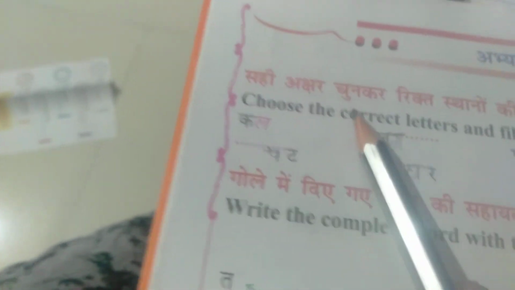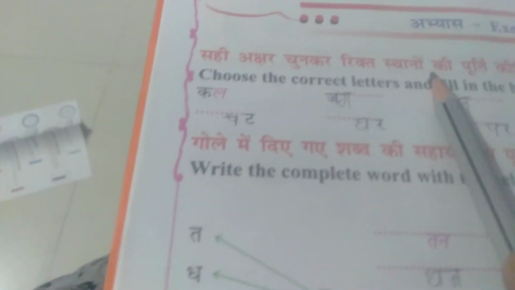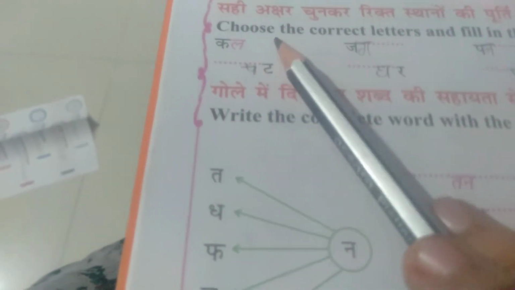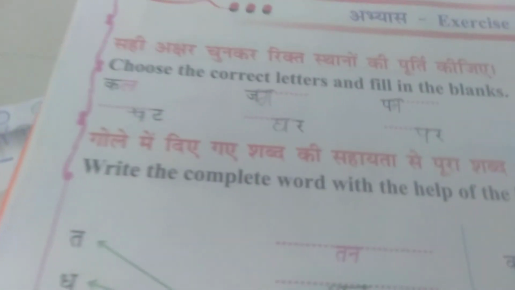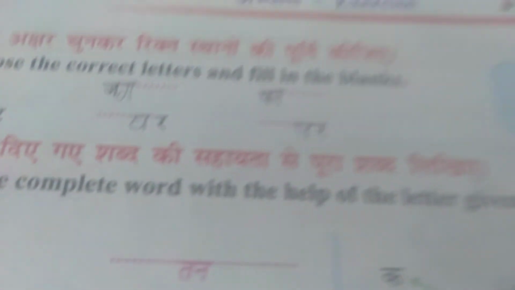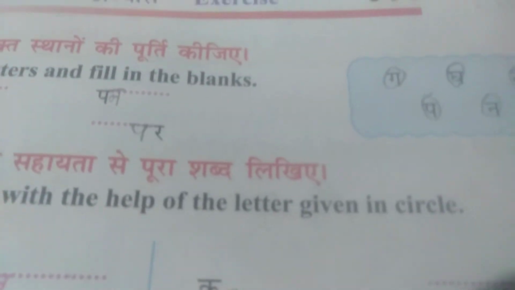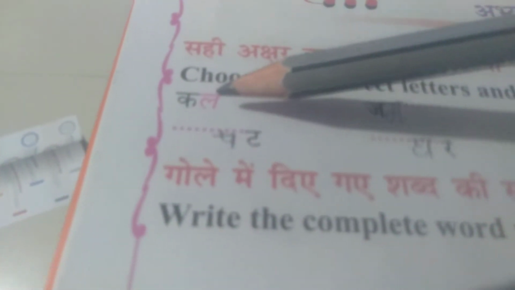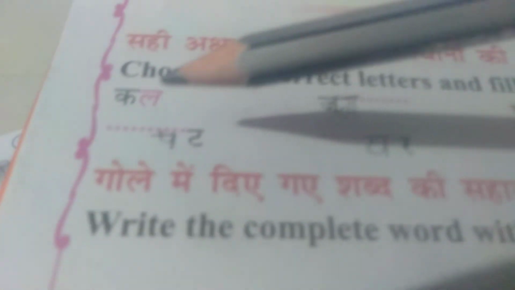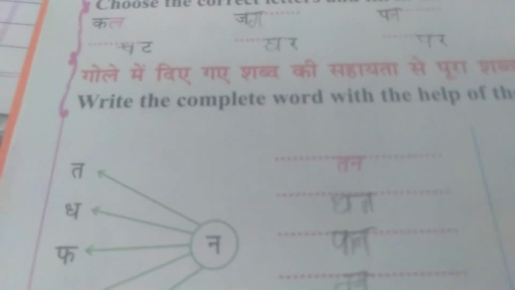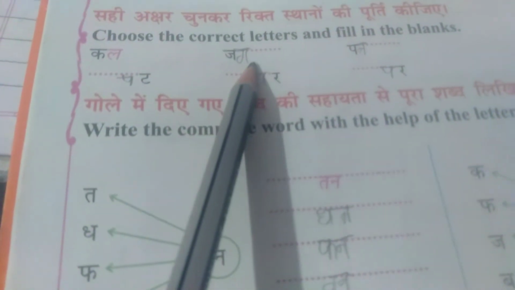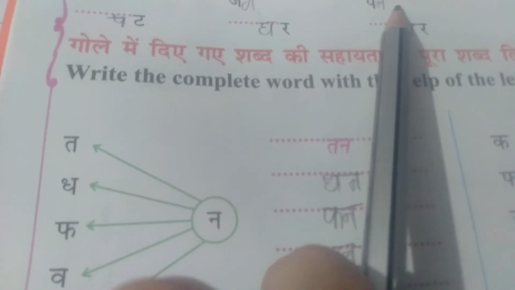Sahi akshar chunkar rikt sthanon ki poorti kijiye. Choose the correct letters and fill in the blanks. They had given the options, children, here in the blue box. Select a suitable letter and complete these blanks. What is this here? Kal. Okay, the next one is here, jug. What is this? Jug. And the third picture is pal.